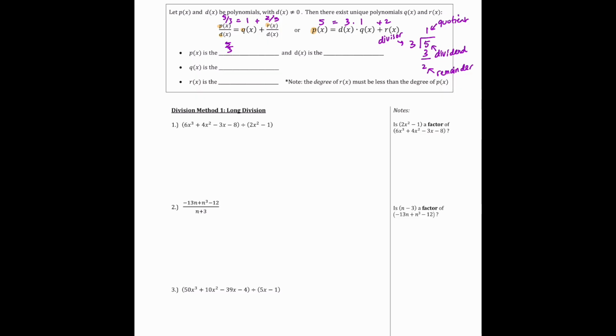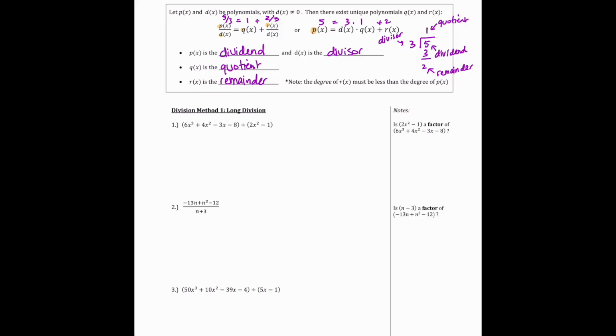So these are two ways of writing division, and it applies to polynomials as well. So now we're going to extend this knowledge to polynomials. p of x, as we said, is the dividend, d of x is the divisor, q of x is the quotient, and r of x is the remainder.